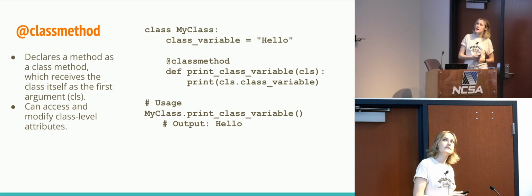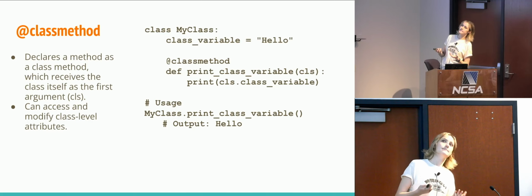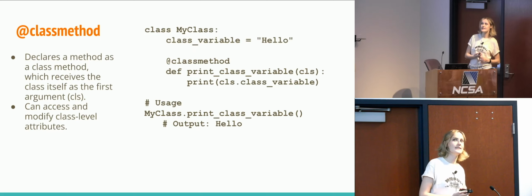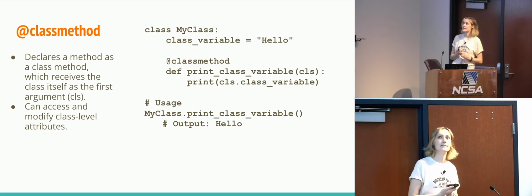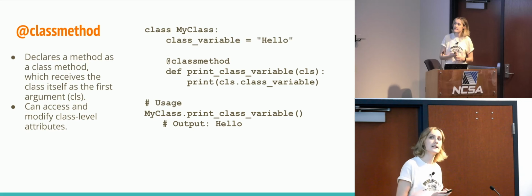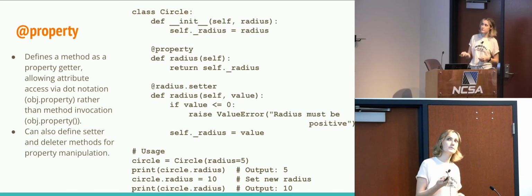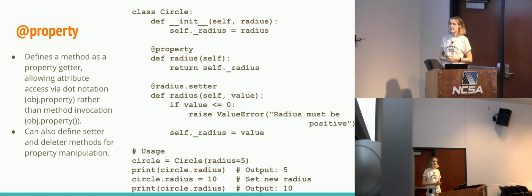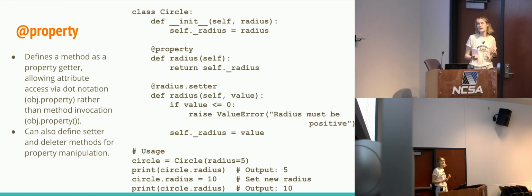The class method declares a method as a class method, which receives the class itself as the first argument, and this can access and modify class-level attributes, which can also be very convenient. And then we have a property, which is really useful. Those of you who are a little more experienced with other languages might have seen this around. This lets us define a method as a property getter, allowing attribute access via dot notation rather than method invocation, and this can help us define setters and deleter methods for property manipulation.